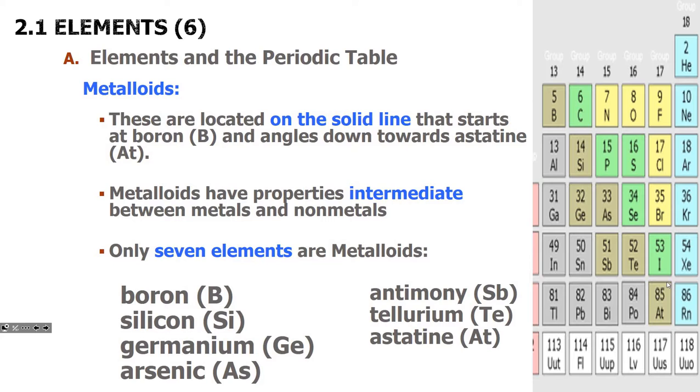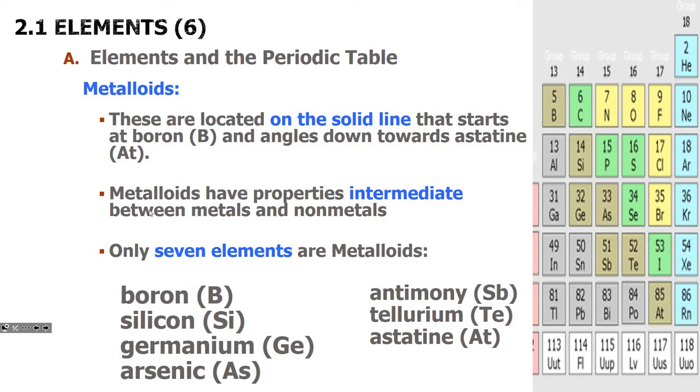The last one we're talking about are the metalloids, this group right here. You'll notice on this table it shows astatine as being part of it. Some people think astatine should be part of the metalloids, some don't. Your book does not. So just remember the top 6, okay, or 7. These elements are located on the solid line that starts between boron and ends at astatine.